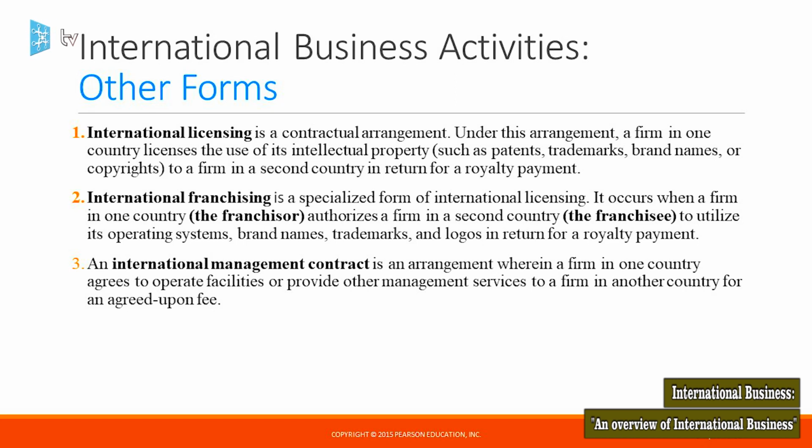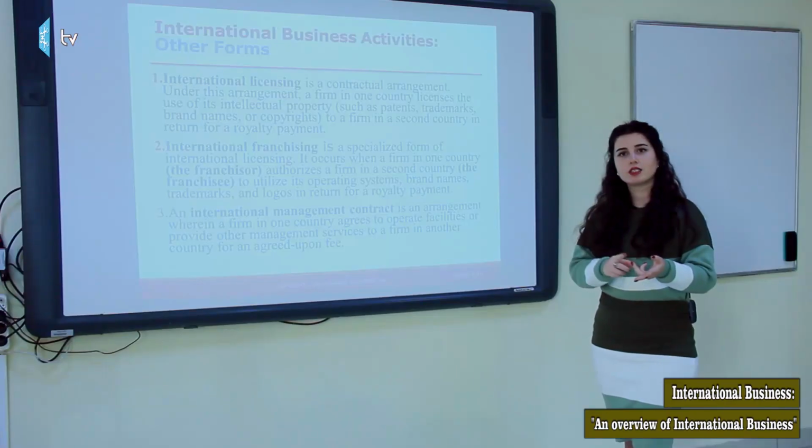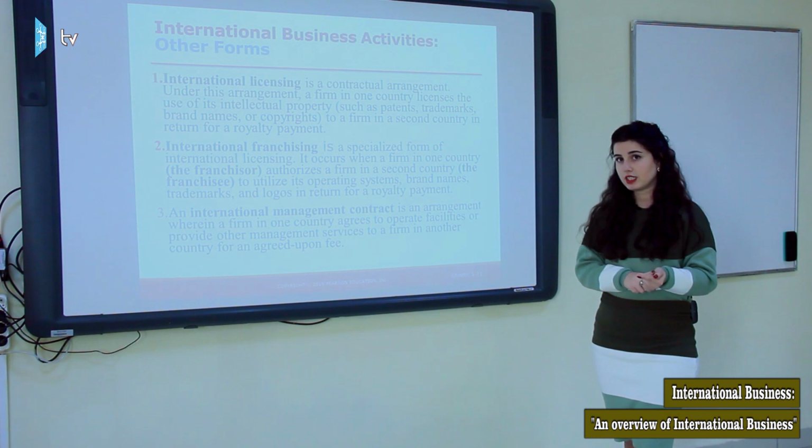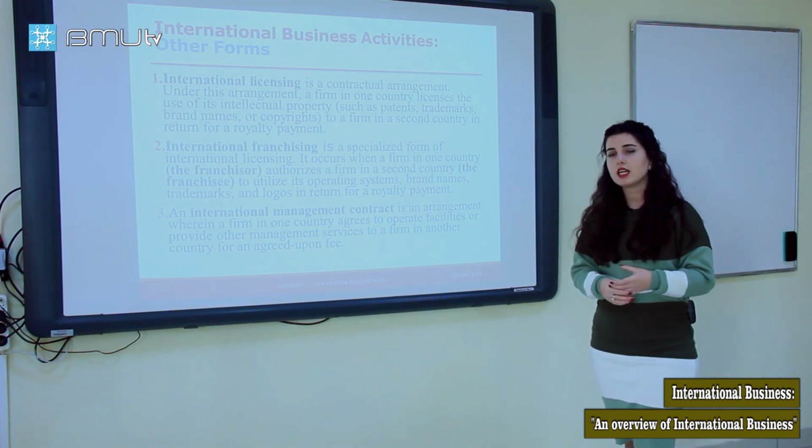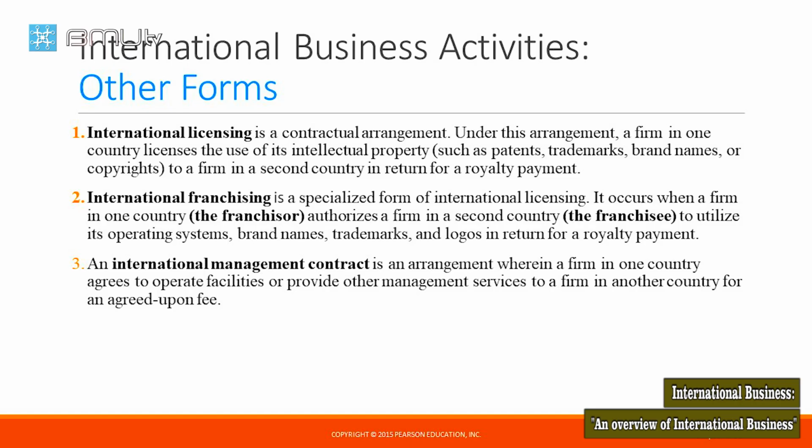Guys, it is a contractual arrangement, and under this arrangement, one company gives rights to other companies to use maybe their name, their brand, their production, and so on. It is the licensing, guys. Depending on the type of licensing, there are a lot of conditions. Examples can be trademarks, patents, brand names, or copyrights, and so on. They are called international licensing.